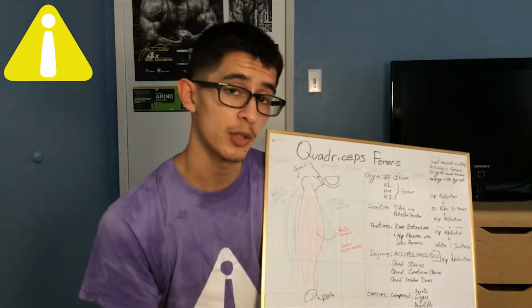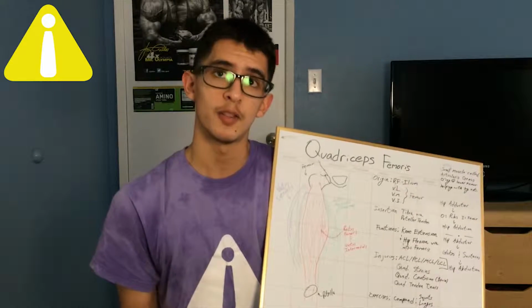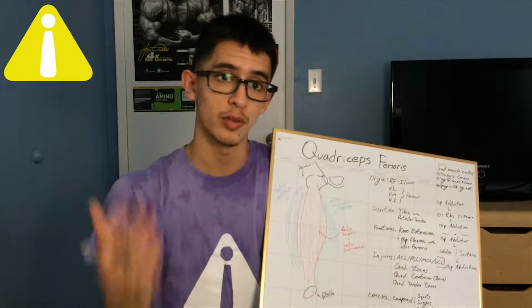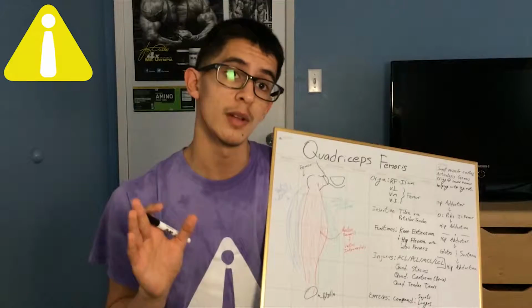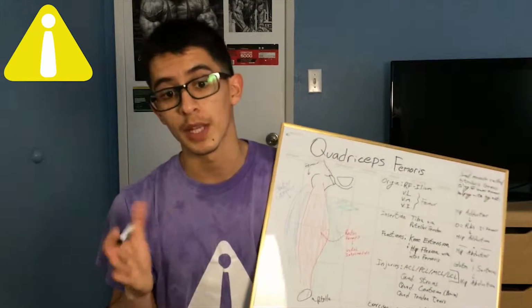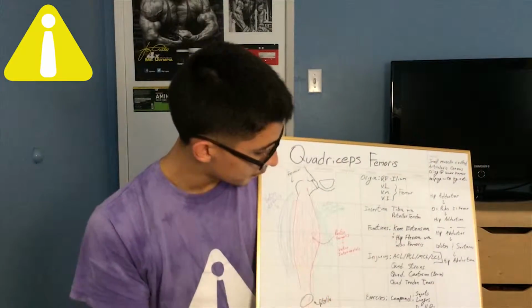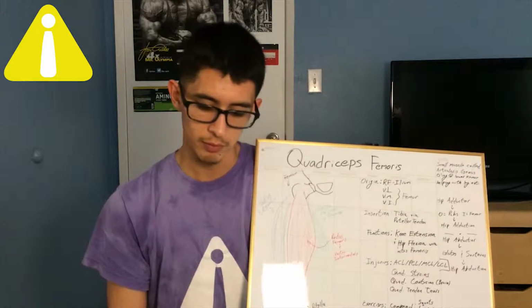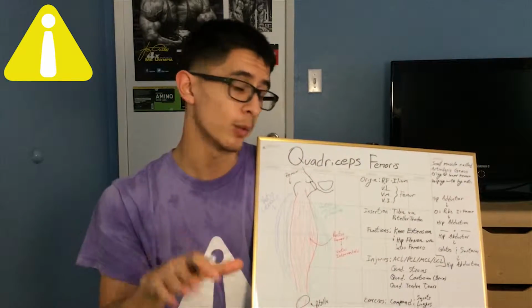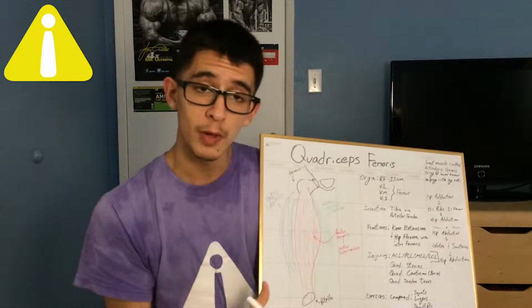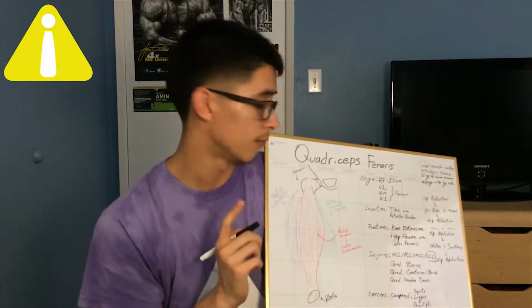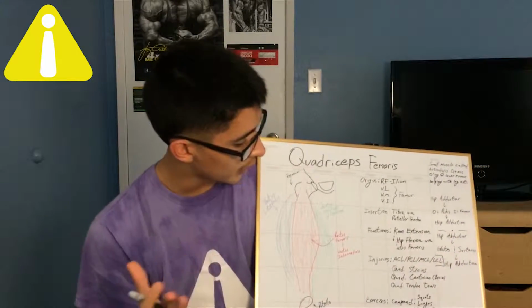If you don't know what hip flexion is, it's the same thing as raising your knees upwards or bringing your knees to your chest. That's the motion of hip flexion. And then leg extension is where you just extend your leg, you straighten your leg out. So those are the two main functions of the quadriceps: knee extension and hip flexion.